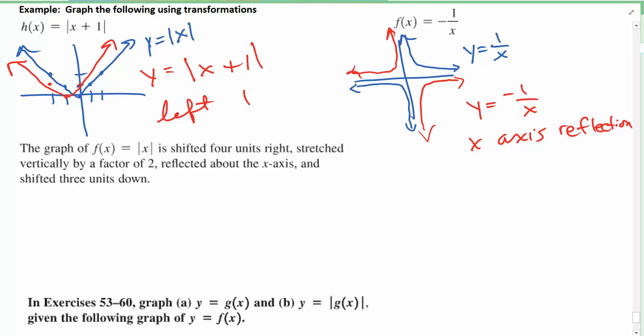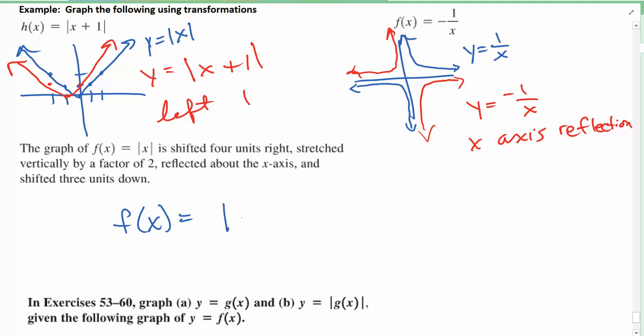Okay, now here we have the graph of the absolute value of x. It's shifted 4 units to the right. So what will that look like? You'll have to do a minus 4 within the operation. It's stretched vertically by a factor of 2, so that means outside the operation you're going to have to put a 2. And then it's reflected about the x-axis, so we'll put a negative in front of the equation, and then shifted 3 units down, finally we'll just put minus 3.